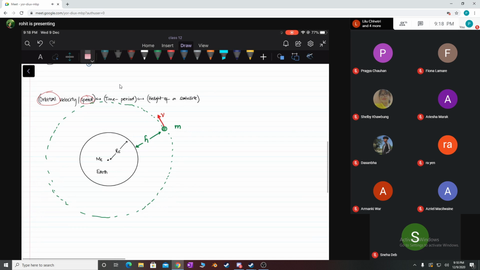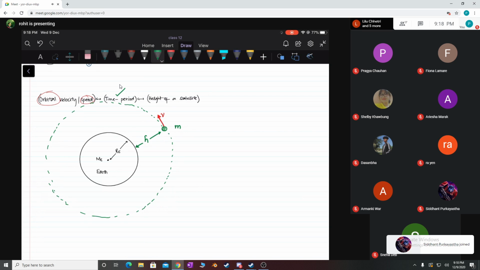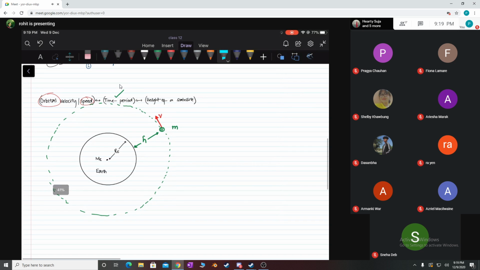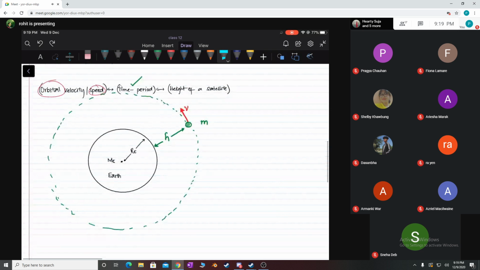And then finally, we are also going to talk about time period. Time period means how much time it takes for the satellite to go one round. It will start from here, take one round and come back to the same location. So that time taken, we will call the time period of the satellite. Later, I'll show you how we can extend this idea to even planets and everything. But right now, we're just talking about satellites.